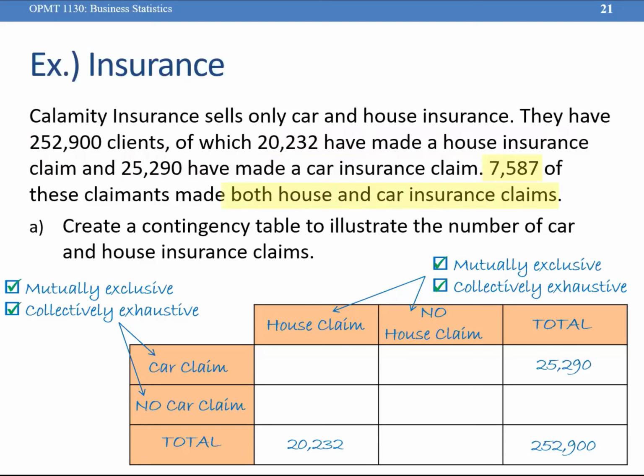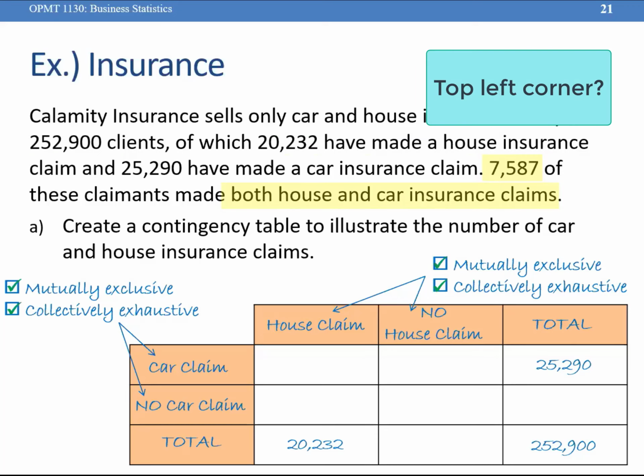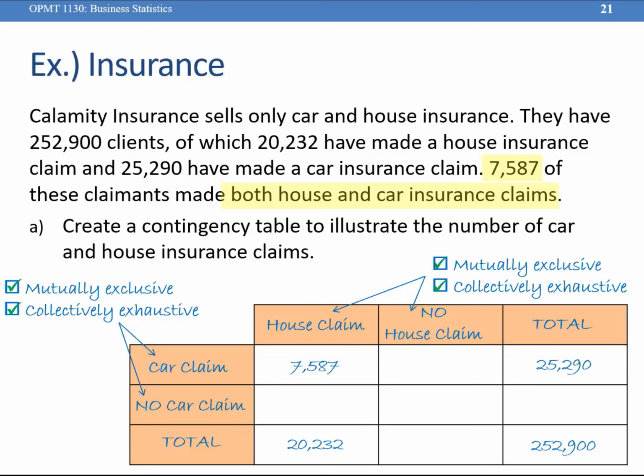Finally, we have 7,587 that made both house and car insurance claims. Where's that going to go? Because that's where we see car and house intersecting. So that's going to be where we have both car and house claims. Now from here, we should be able to use some math to solve for everything else.